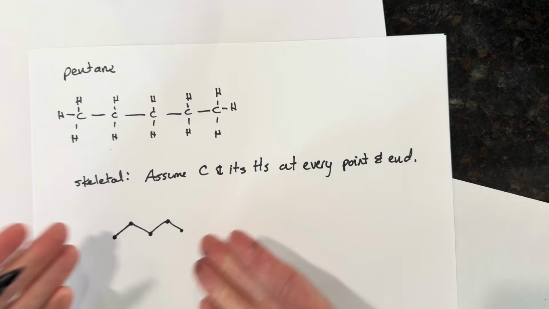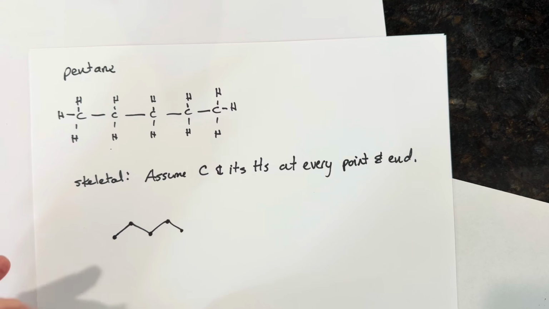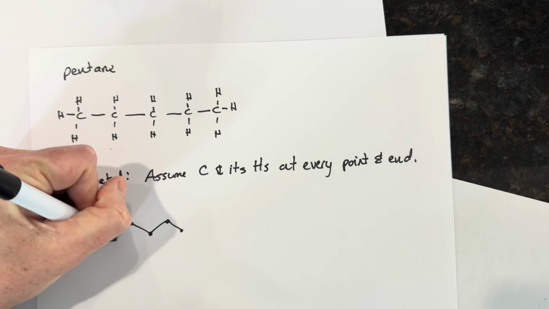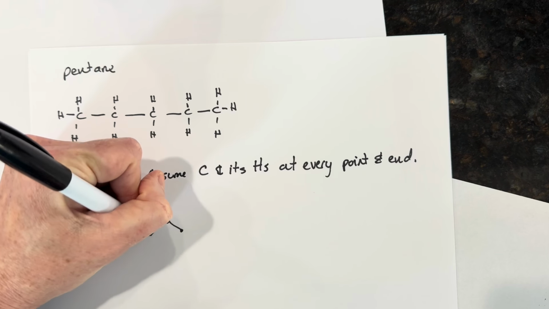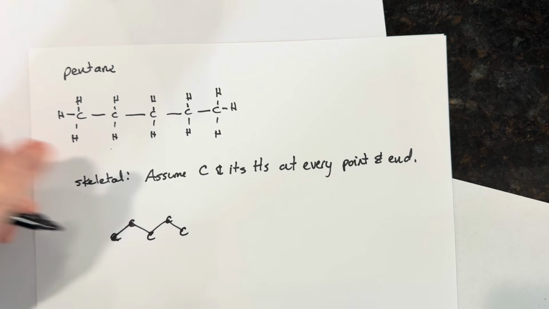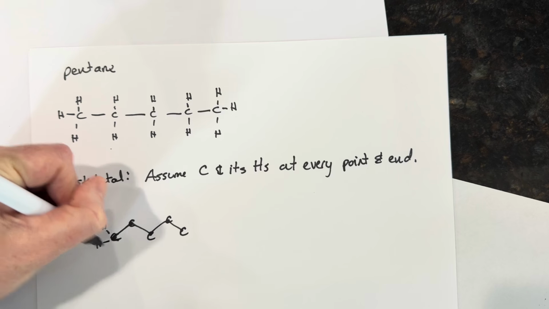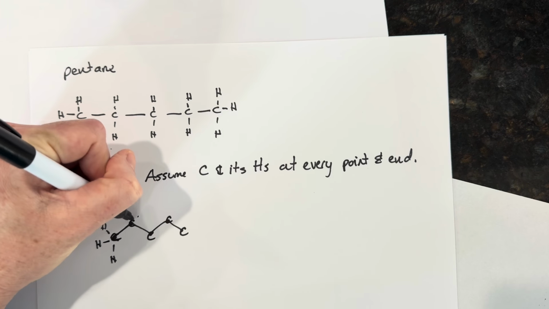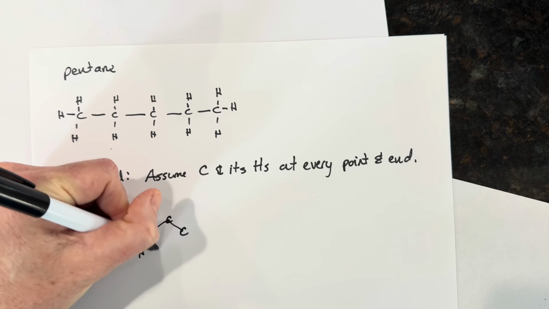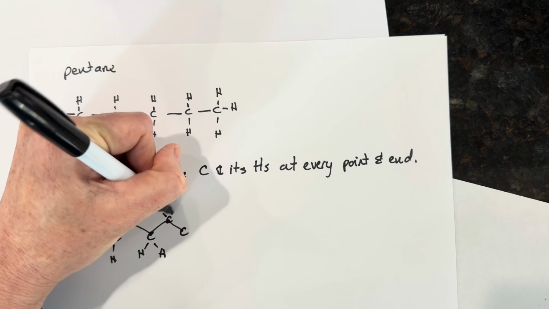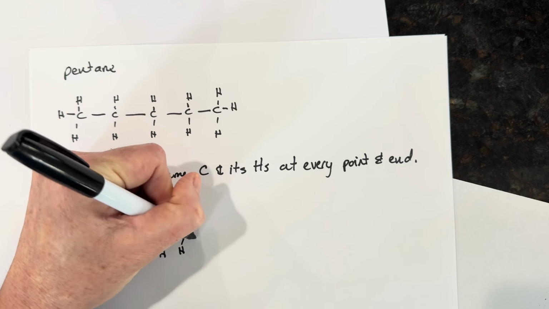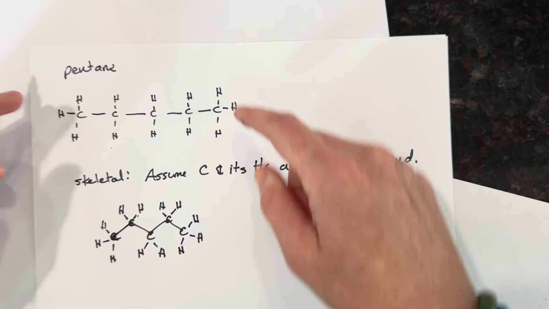Now, oftentimes you can take a skeletal structure, especially when you're first getting started, and just draw, okay, that's a carbon, that's a carbon, that's a carbon, that's a carbon, that's a carbon. Draw the actual structure on there, and that will help you get used to things. But I'm going to do it now so that we can ensure that you see it's the same as what's up here.